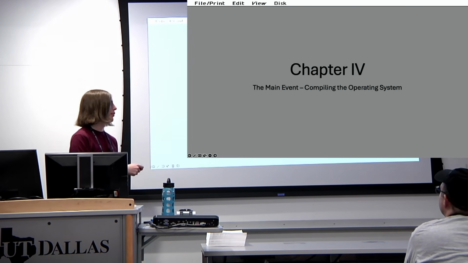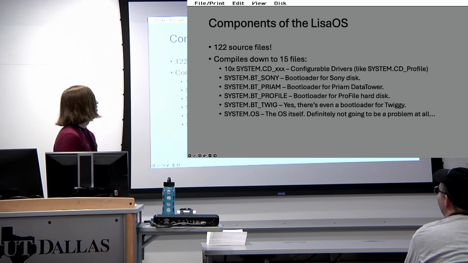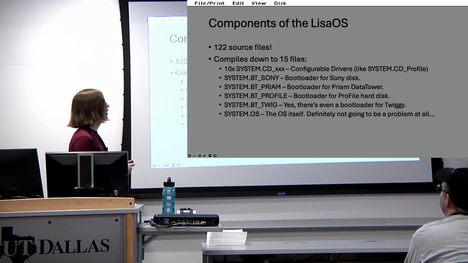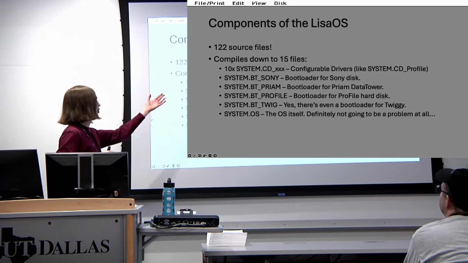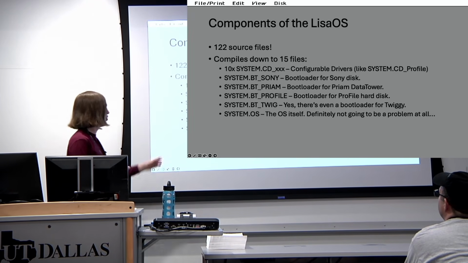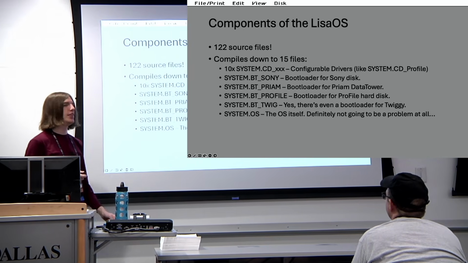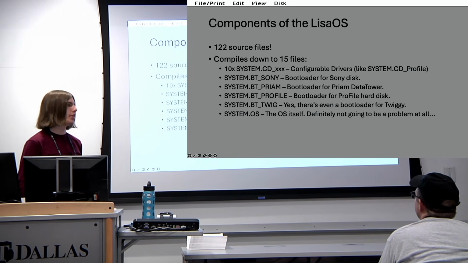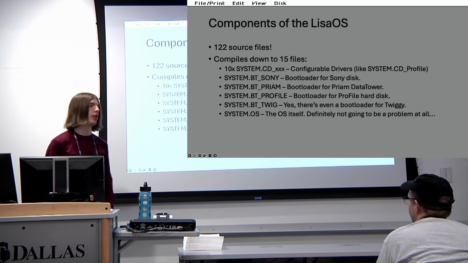The operating system. This definitely isn't going to be challenging at all. So 122 source files make up the OS itself. And that all ends up compiling down to about 15 files in the end. So 10 of them are system.cd underscore something. And these are, the CD stands for configurable driver. So these are basically driver files for all the Lisa's peripherals. So one of them, for instance, is system.cd profile. This is the driver for the profile hard drive.